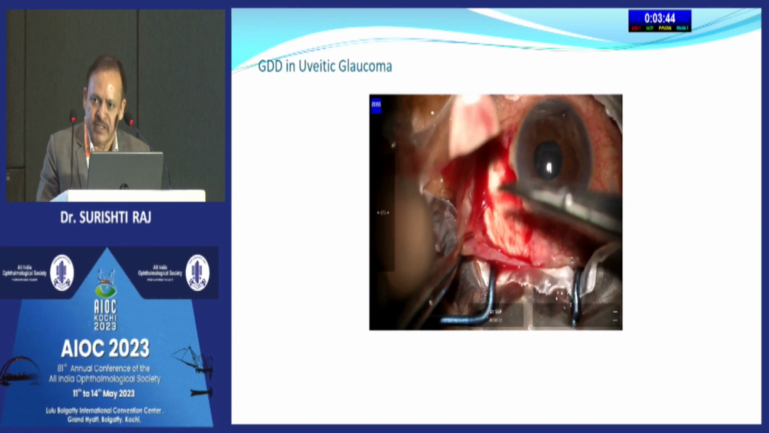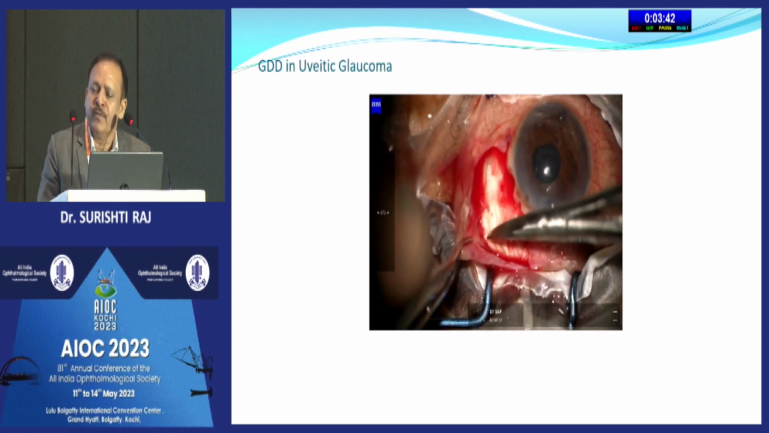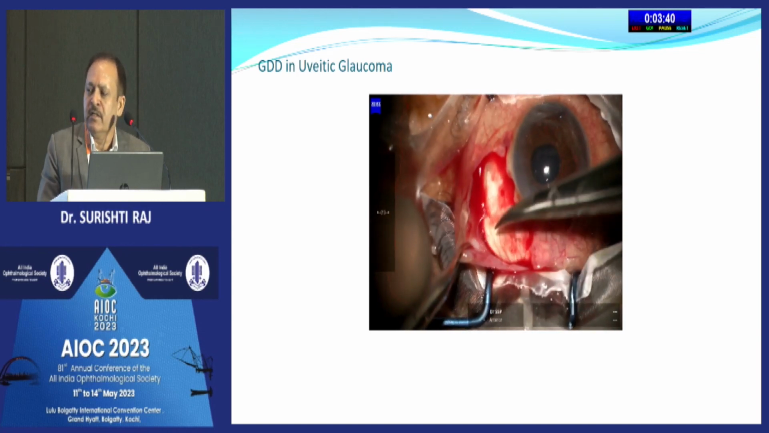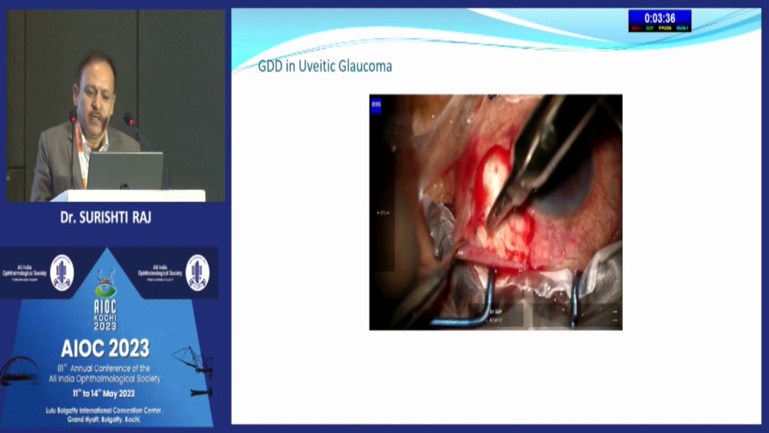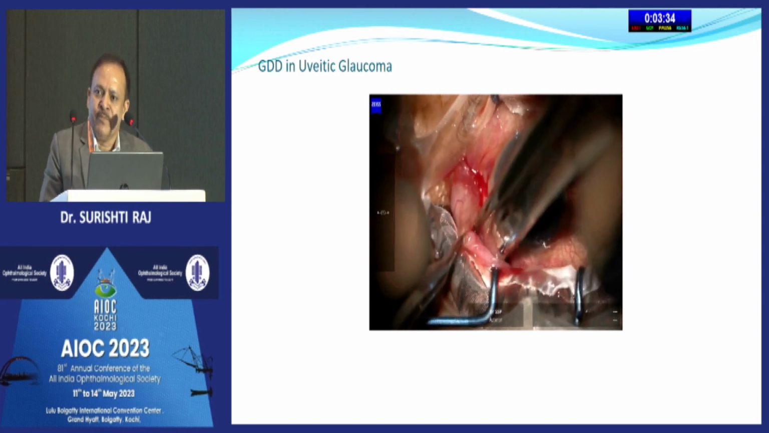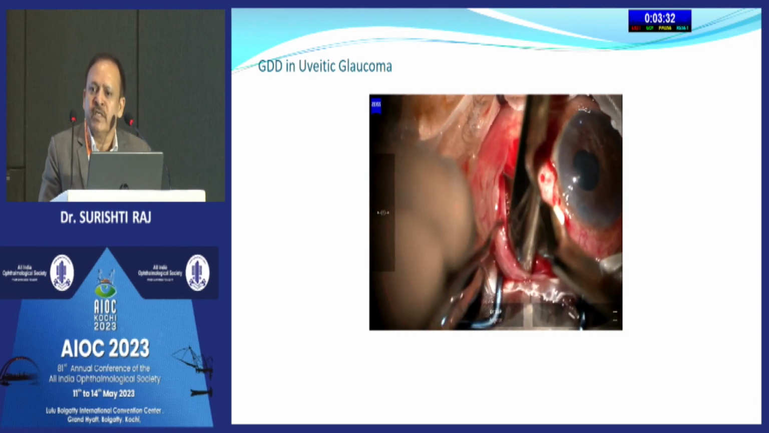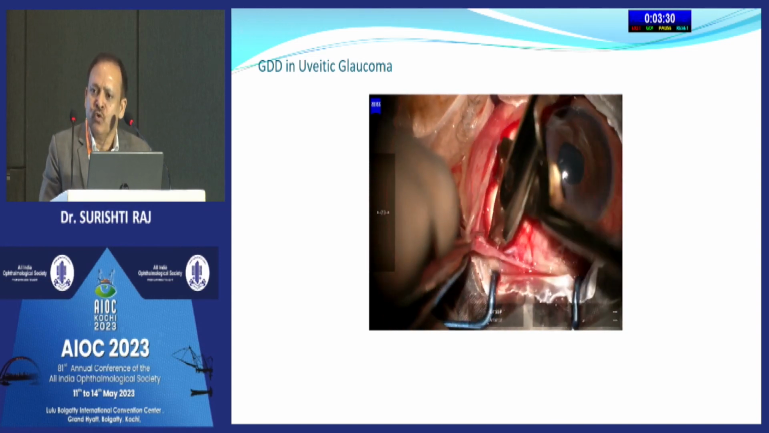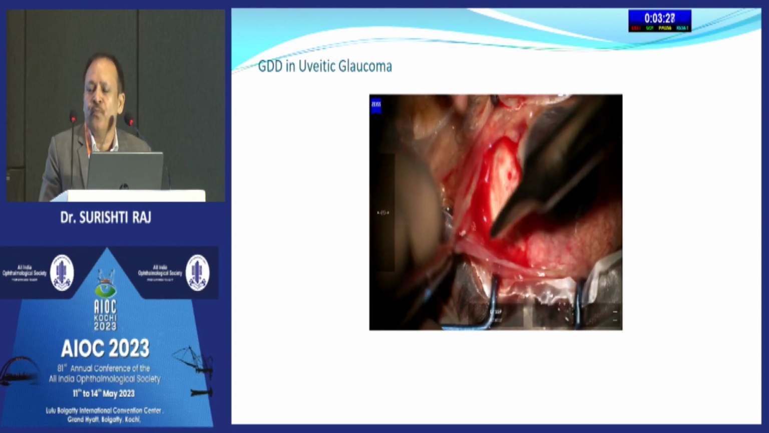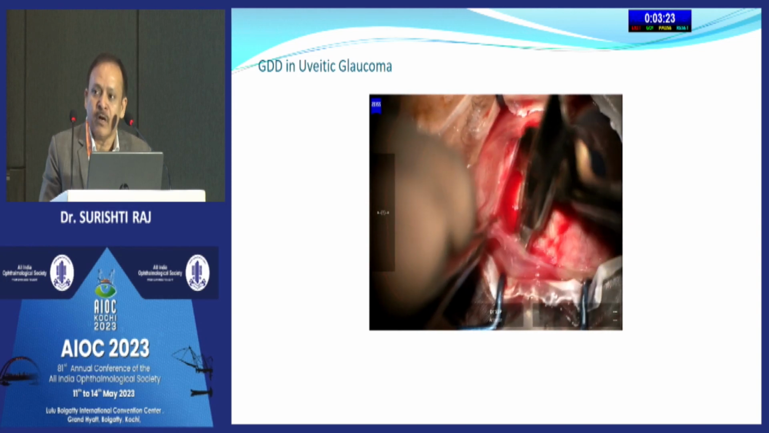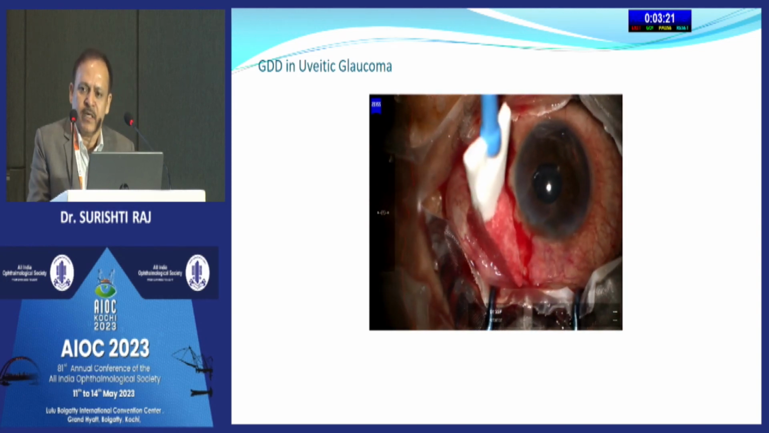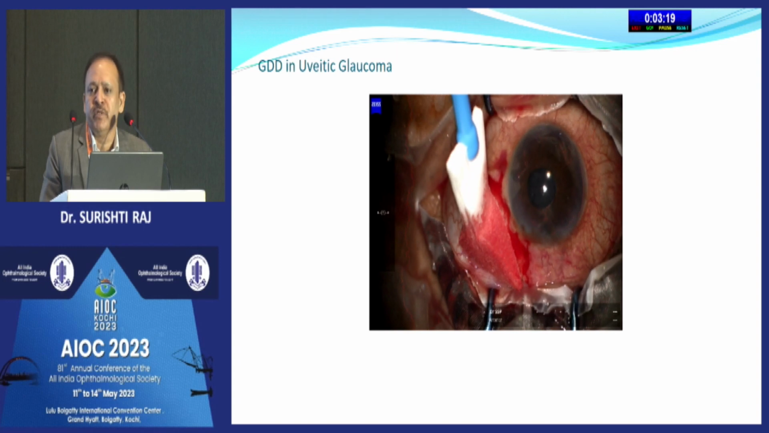Since its width is small, in case of Ahmed valve, you have to place it so that the wings are placed underneath the superior rectus and lateral rectus muscle. The rest of the steps are the same, but since it is usually associated with synechiae, and in a pseudophakic patient, you can place the tube at the site of the previous PI or in the sulcus, but make sure that the end of the tube is visible.